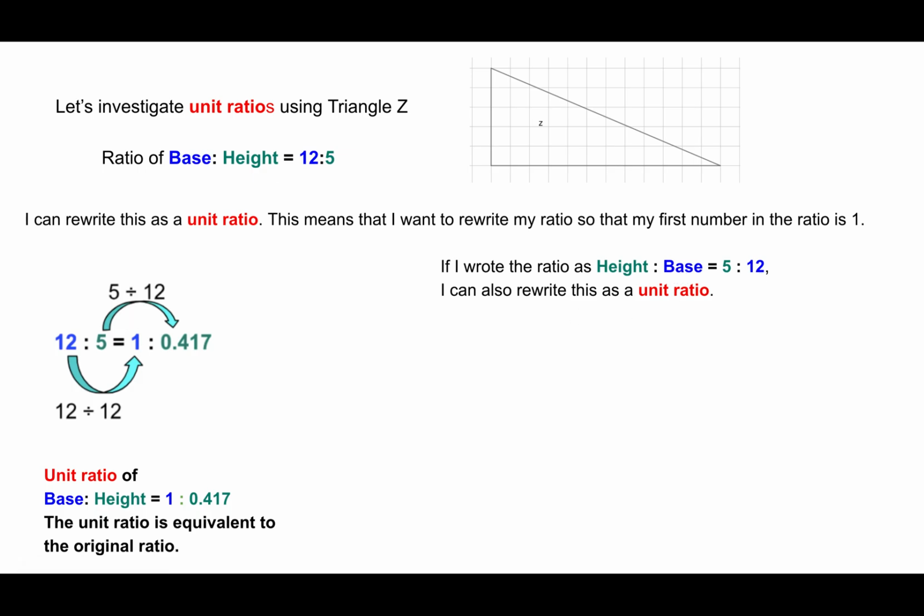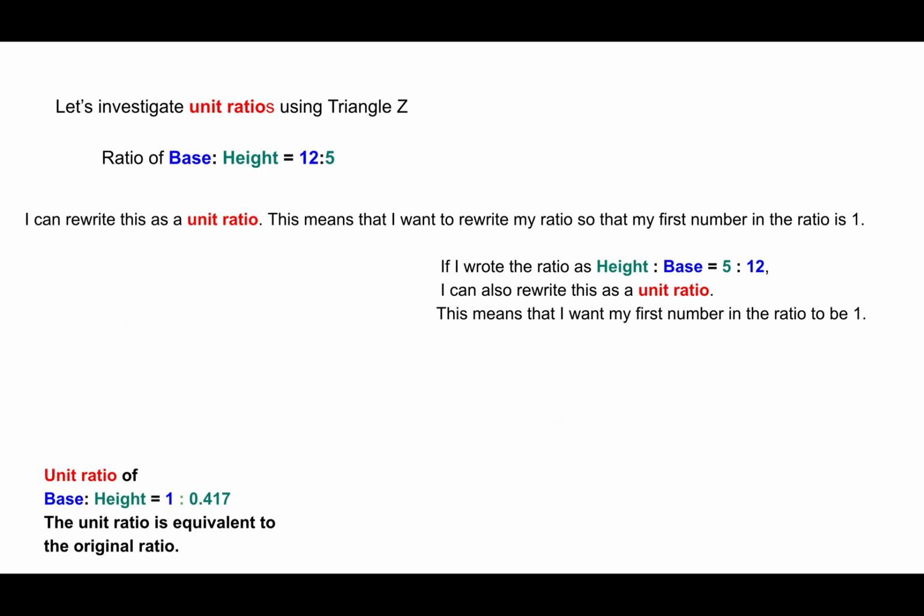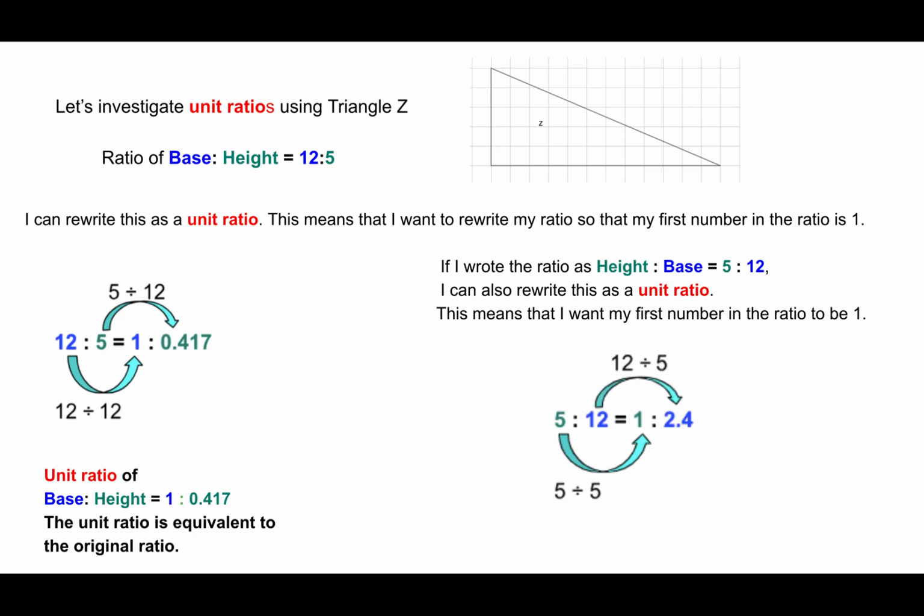I can also write it as a unit ratio, but this time I want my first number to be 1, and the first number is 5. So 5 divided by 5 is 1 and 12 divided by 5 is 2.4. So the unit ratio of height to base is 1 to 2.4.